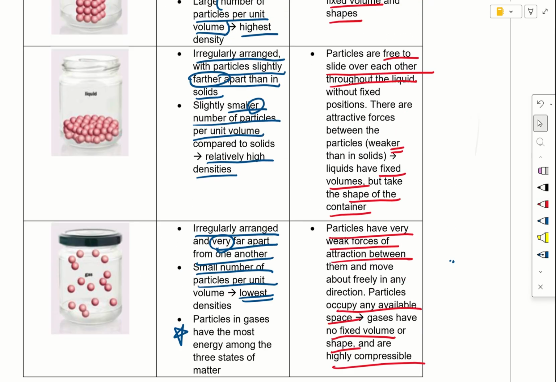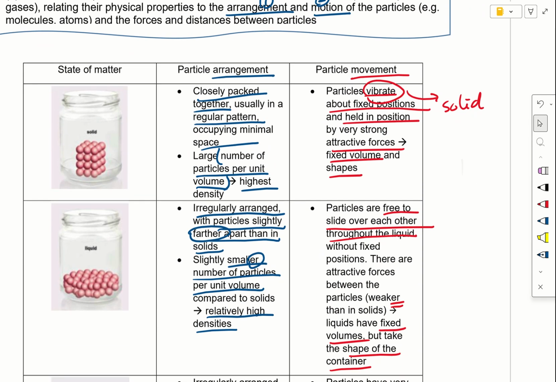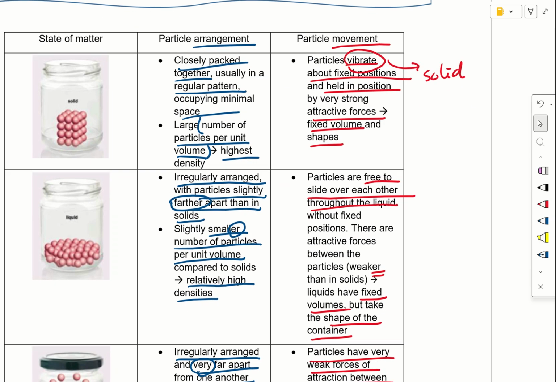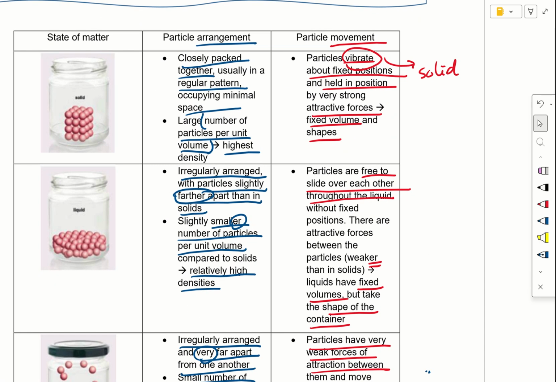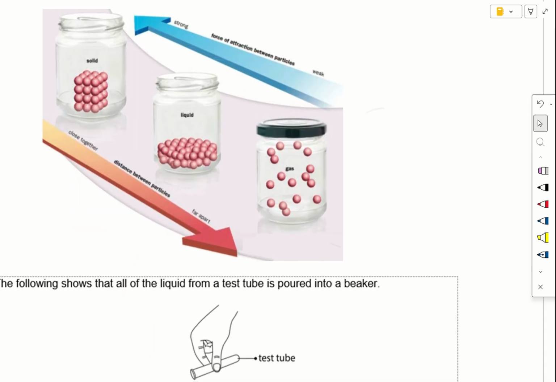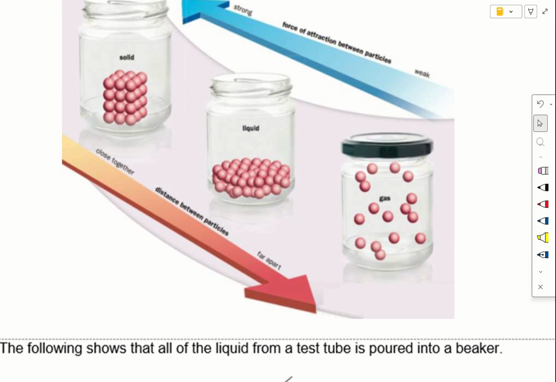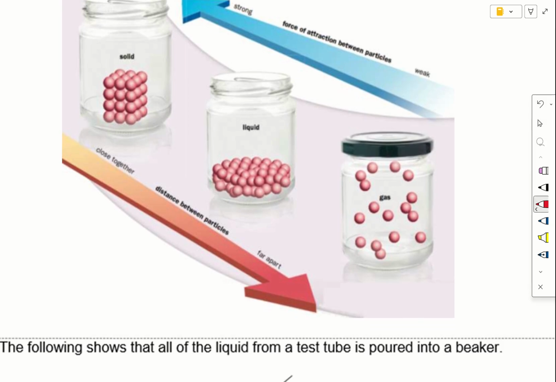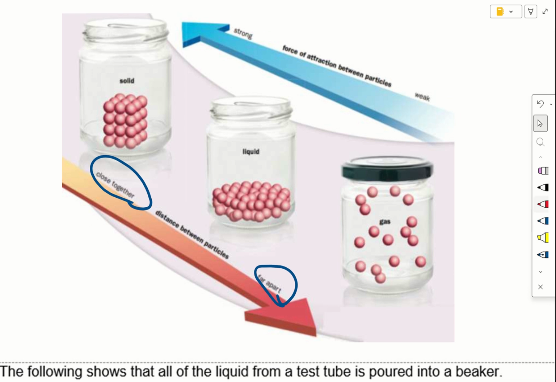So these are the terms that you need to use when they're asking for a comparison, or when they're asking you to describe the particle arrangement and the particle movement in solid, liquid, or gas. So this is a diagram. We start with solid, where the particles are close together. For gases, they are far apart. So the distance between particles increases from solid to gas. However, the forces of attraction go from strong in solid to weak in gas.